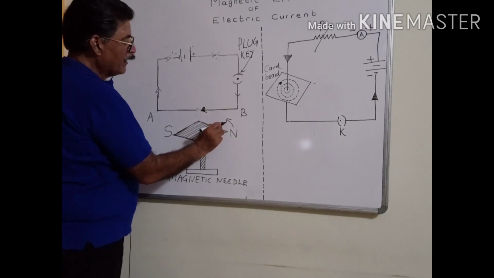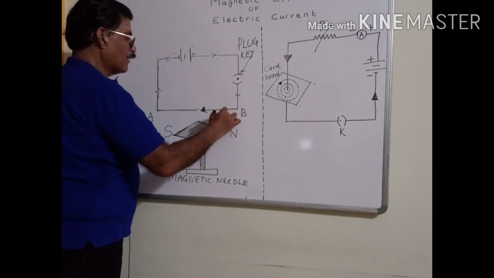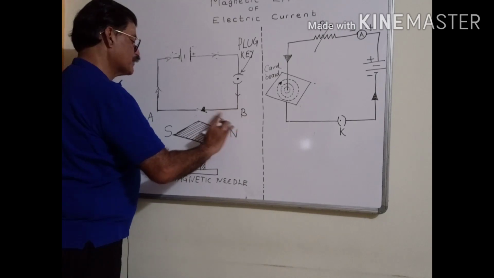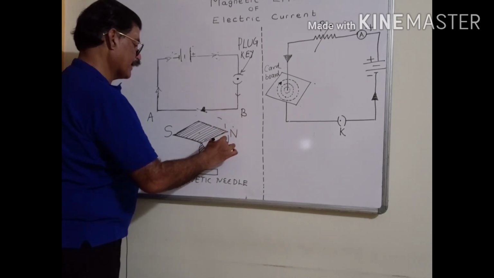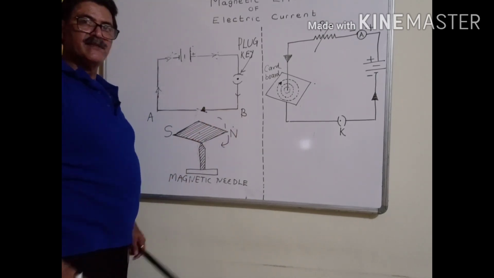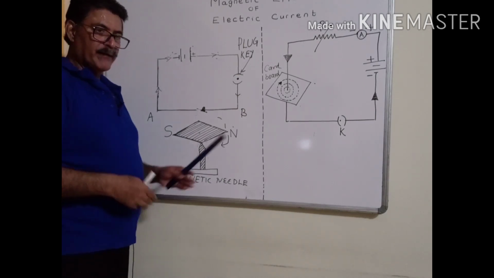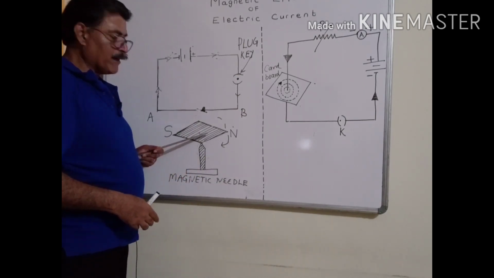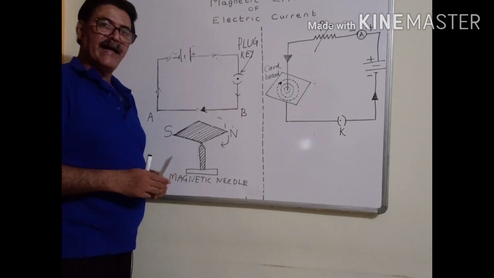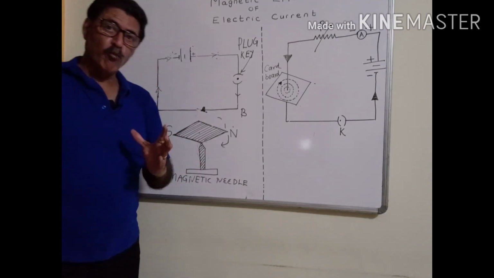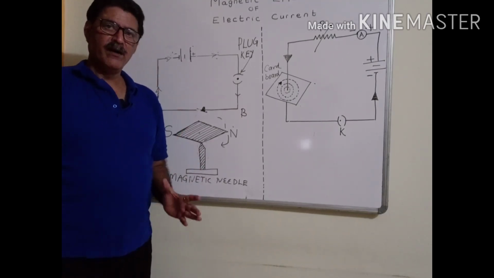so you will find now instead of going like this, the compass needle will turn in the reverse direction. So the compass needle will turn like this, exactly in the opposite direction as before. So actually the magnetic compass needle gets deflected in the direction of current. But what is more important to observe, right?